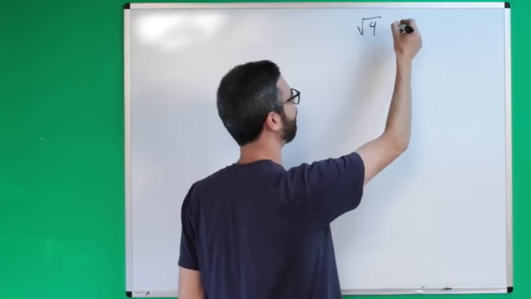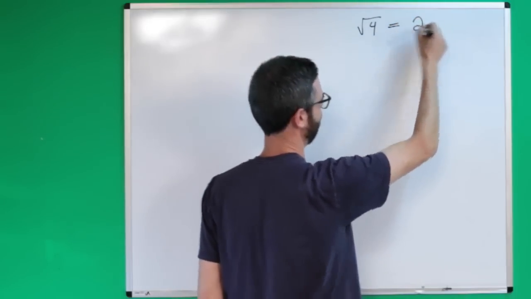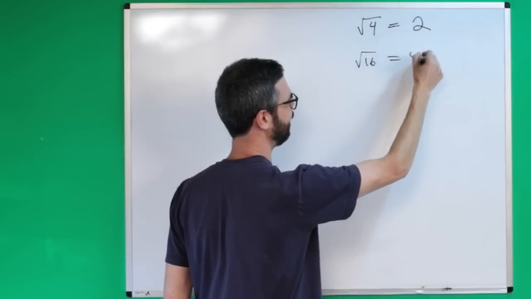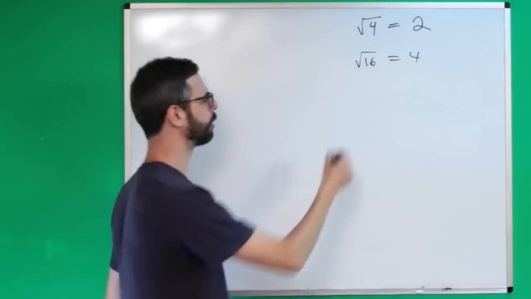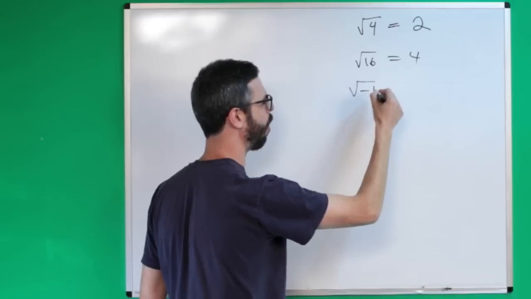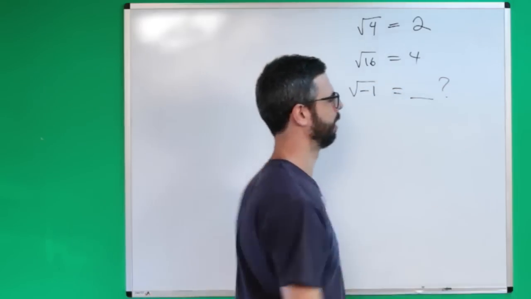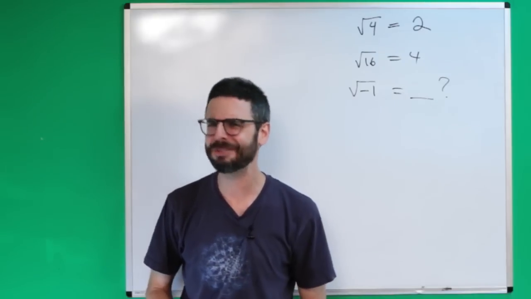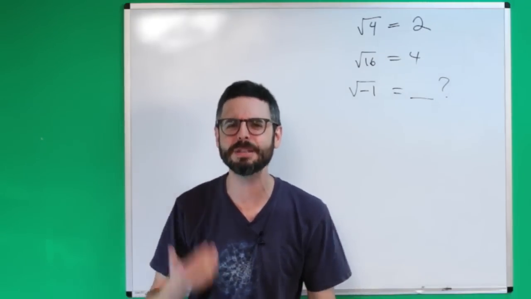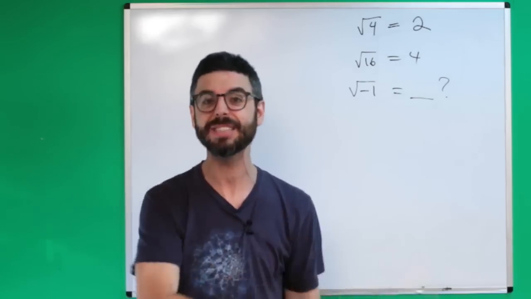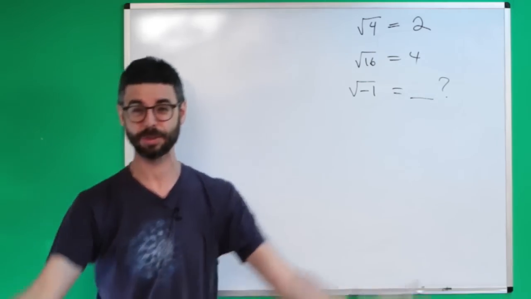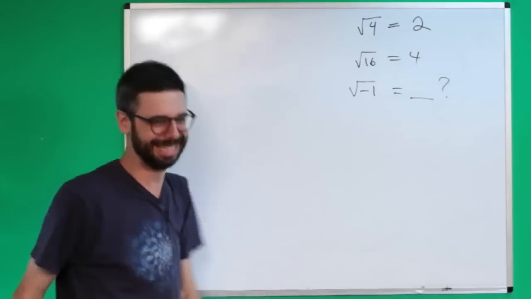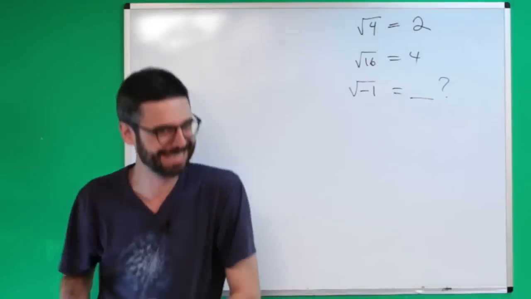The square root of 4 is 2. The square root of 16 is 4. The square root of -1 is what? Well, you might say to yourself, there is no such thing as the square root of -1. It's impossible. Any number squared, positive or negative, results in a positive number. So the square root of a negative number inherently does not exist. This is not exactly the case.